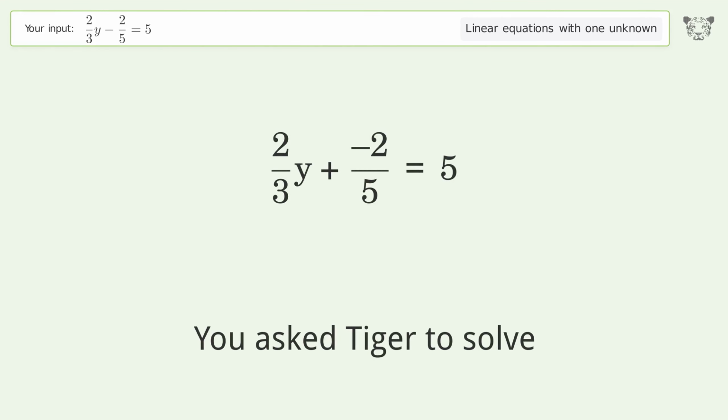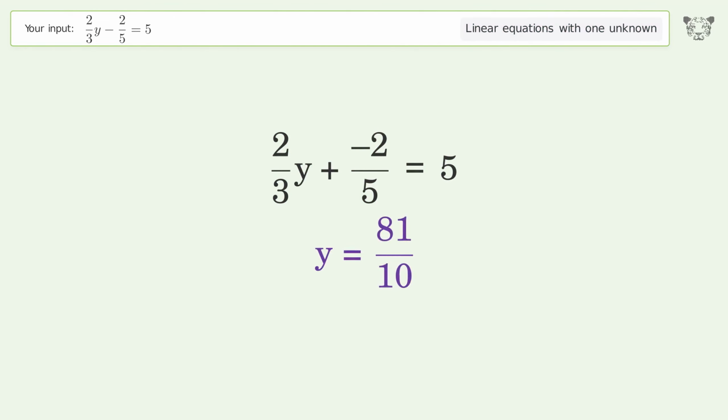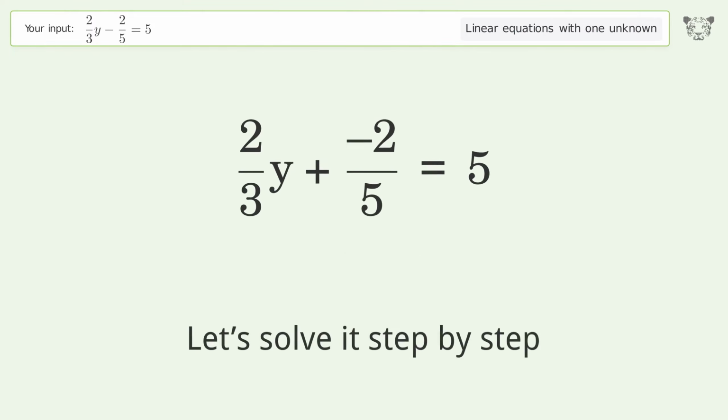You ask Tiger to solve this. It deals with linear equations with one unknown. The final result is y equals 81/10. Let's solve it step by step.